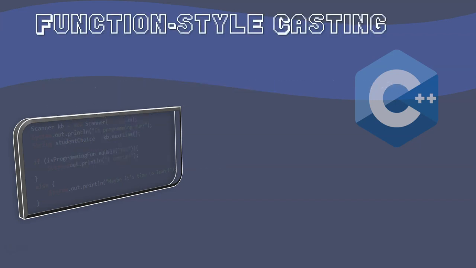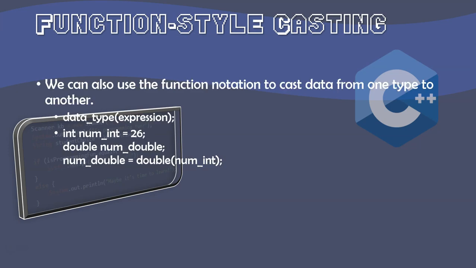Now, function style casting is going to work identical to what we are seeing, except you'll notice that it's a little different. It's the data type followed by the parentheses being around the expression you want to convert. So you'll notice with this one, exact same thing, except now it says double(num_int). So again, exact same thing. Both of these will get you the exact same output. It's just more of a stylizing thing.